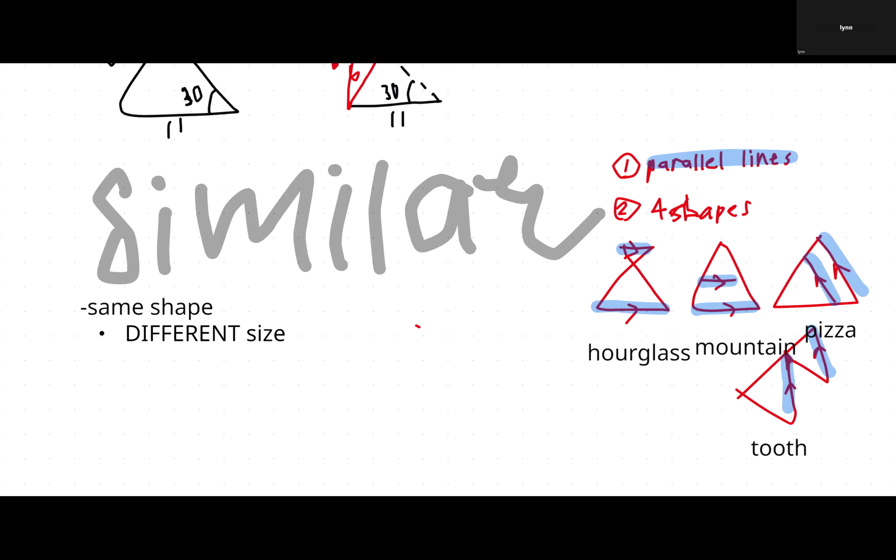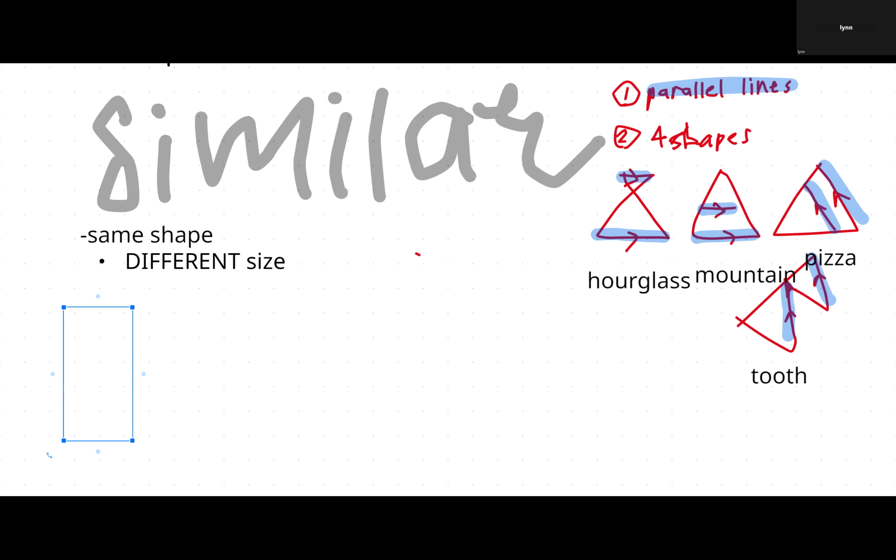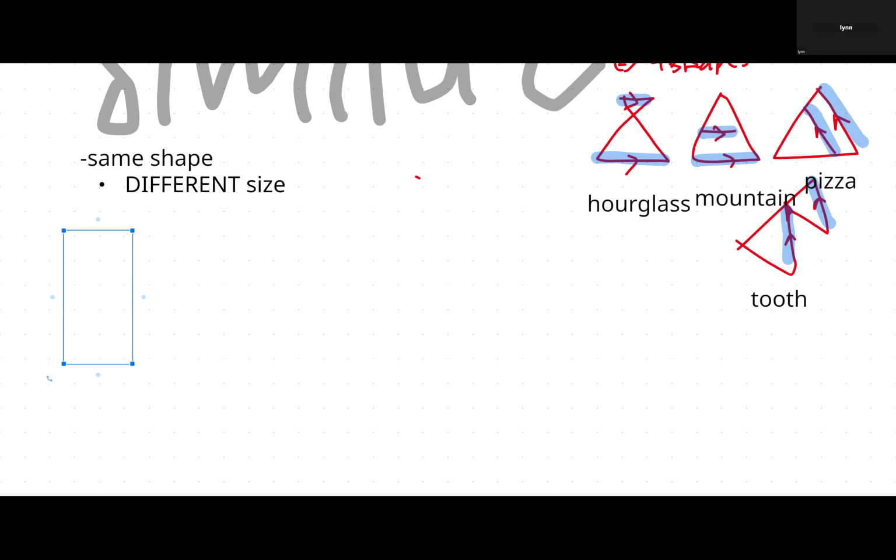The different tests to prove that it is similar: number 1, my favorite is the AA. AA, just like AA battery, we don't use AAA. AAA is the old syllabus. AA means you only need 2 angles to prove. And then we have the SSS. And lastly, the third one is SAS.